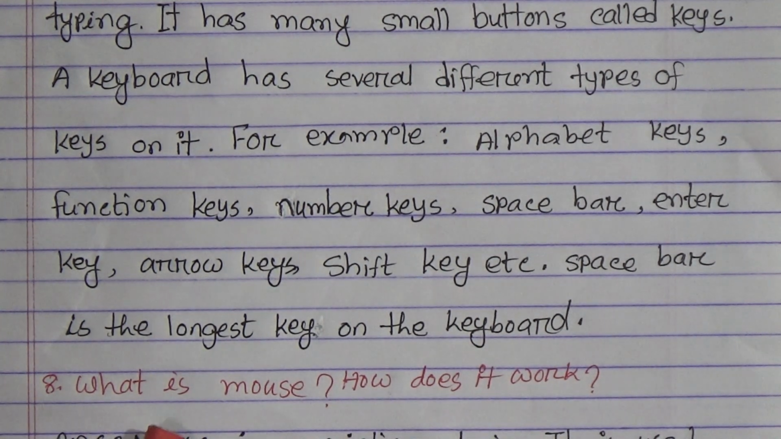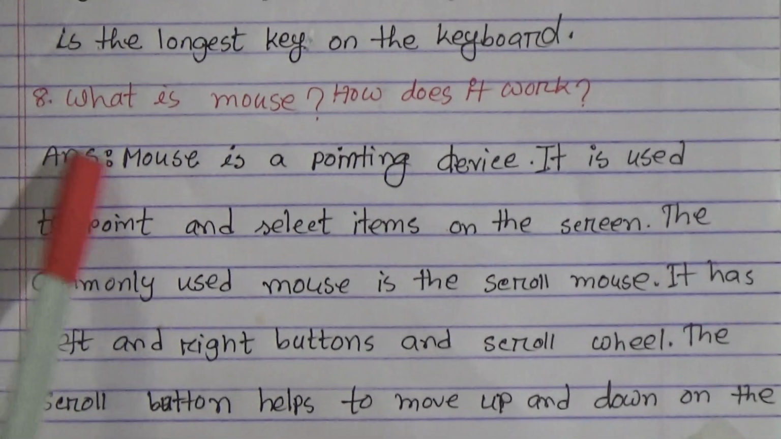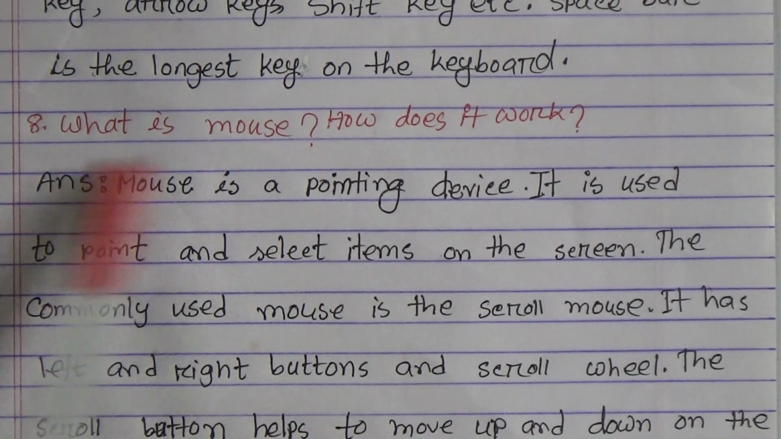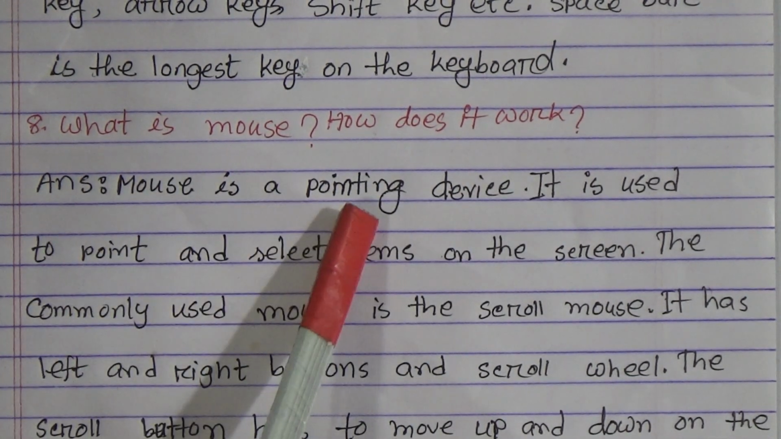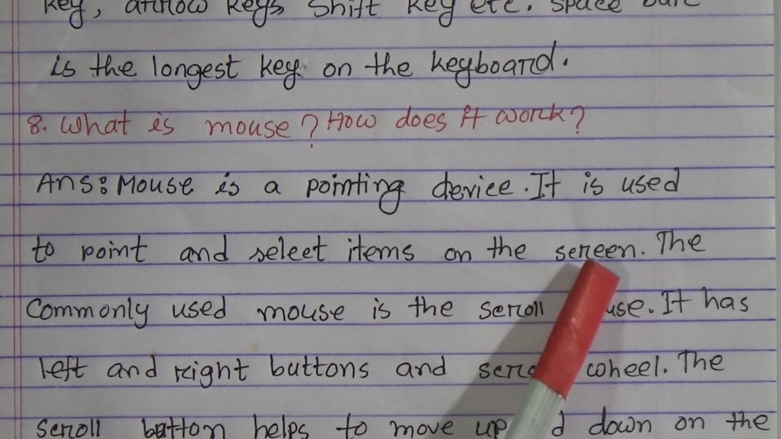Question number 8, what is mouse? How does it work? Answer, this question I have taken from chapter 4. What is mouse? How does it work? Answer, mouse is a pointing device. It is used to point and select items on the screen.